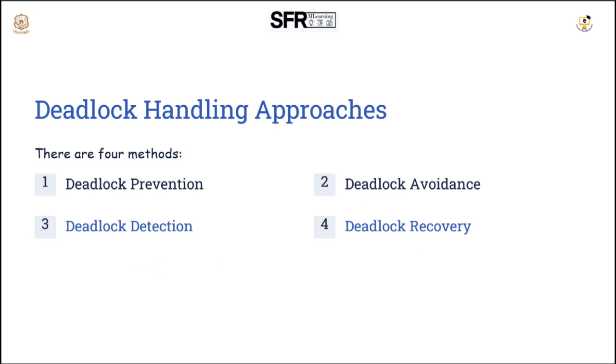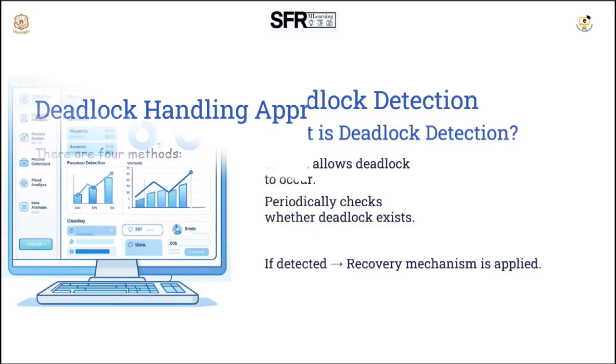Deadlock handling approaches. There are four methods: deadlock prevention, deadlock avoidance, deadlock detection, and deadlock recovery. Today we are going to see deadlock detection and deadlock recovery.